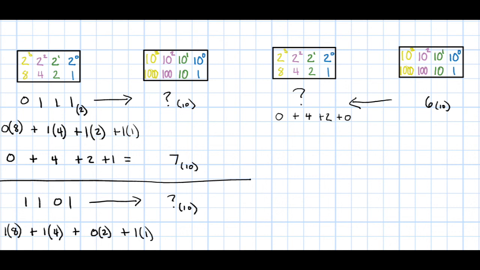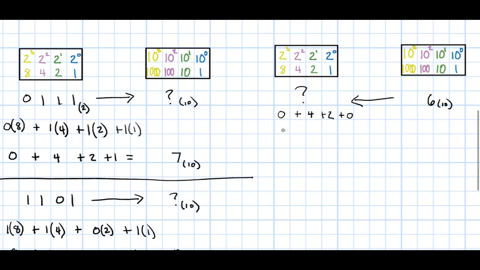Now we need to fill in our binary weights in the appropriate places. We didn't use the 8's place, so we put a 0 there. We did use the 4's place, so we put a 1 there. We also used the 2's place, so we put a 1 there. We didn't use the 1's place, so a 0 goes there. Now we have our result. Decimal 6 is equal to 0110 in binary.